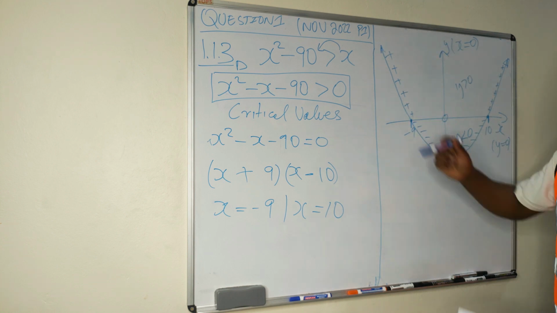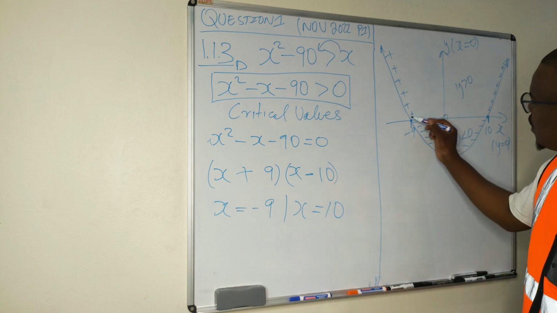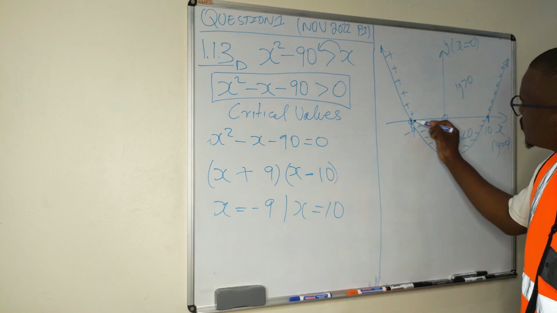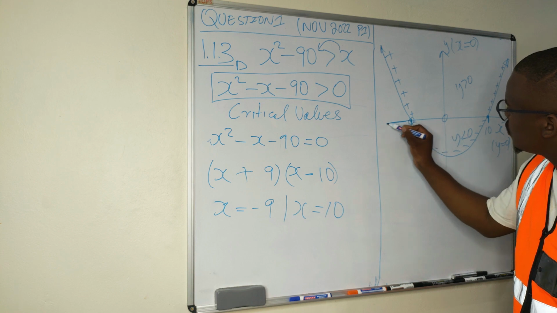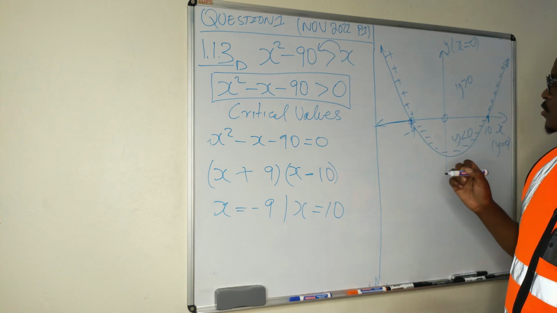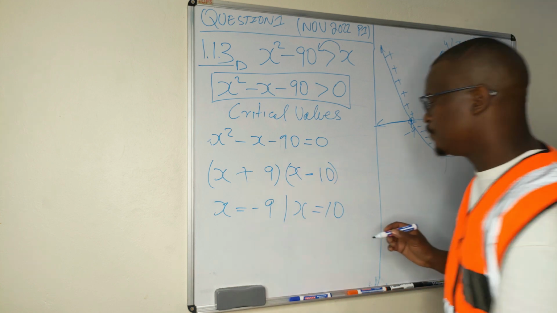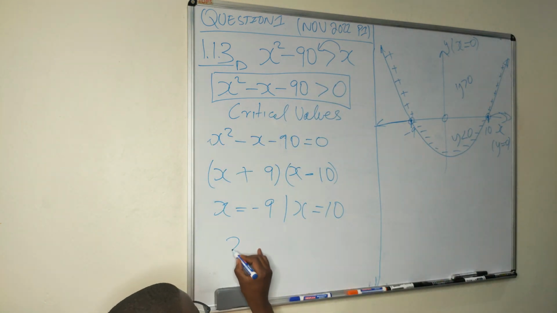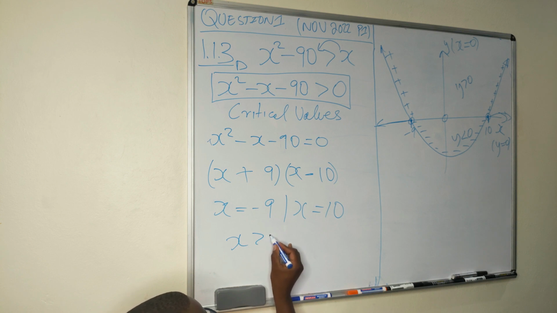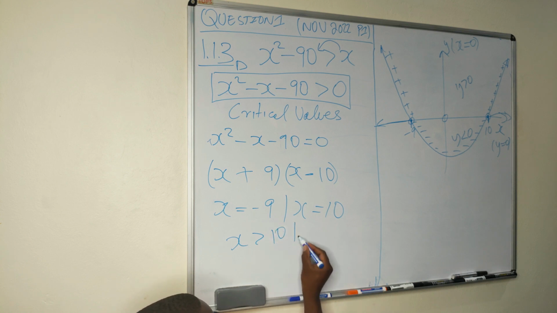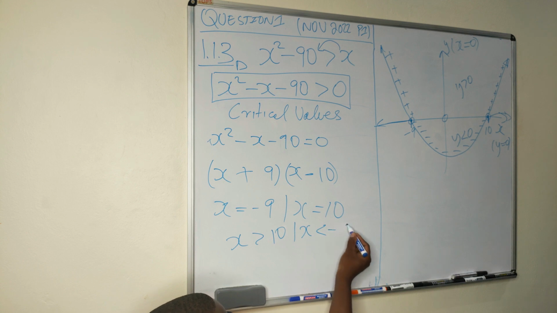So what are the values of x then? So it's these values here. You can say the values in this direction, those values are less than minus 9, and the values in that direction, those values are greater than 10. So your x values: x is greater than 10, or x is less than minus 9.